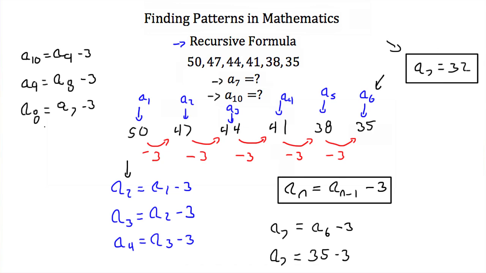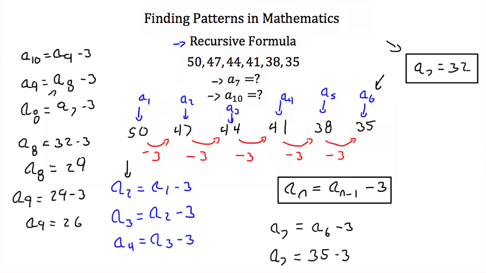So if I plug that in, that means A8 is equal to 32 minus 3. So A8 is equal to 29. And if I plug that back in here, I'll find out that A9 is equal to A8, so 29, and then minus 3. So A9 is equal to 26. And that means that A10 is equal to 26 minus 3 because it's A9 minus 3. So A10 is equal to 23.